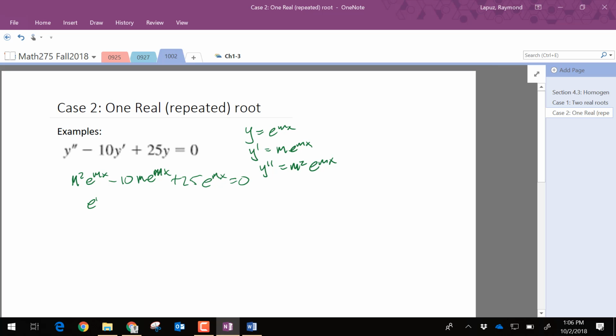Factor out an e to the mx. You get m squared minus 10m plus 25 equals 0. And then you have your auxiliary equation without the e to the mx. And then we solve for that. You can factor that, right? It's m minus 5 twice.